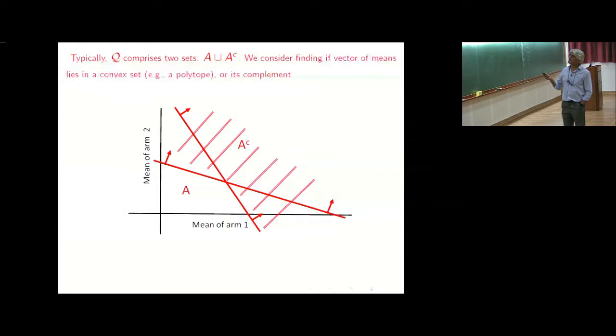So Q comprises 2 sets, A and A complement. And we want to find out if the vector of means lies in a convex set or its complement. So for the most part, I'll focus on these kinds of settings, where either my set of interest is a convex set, or it's the complement of a convex set. We'll see a lot of structure in that kind of setting. Much of what we say generalizes beyond this.